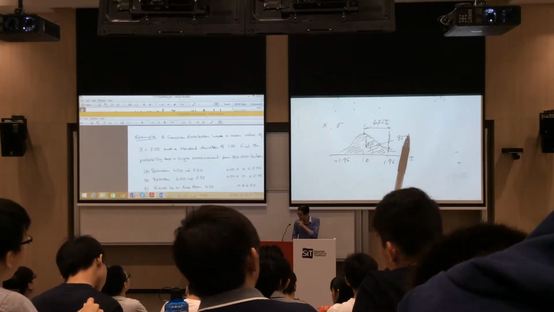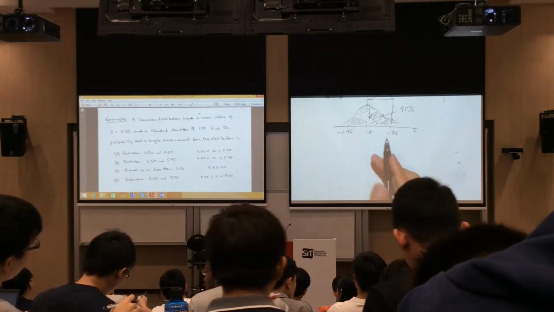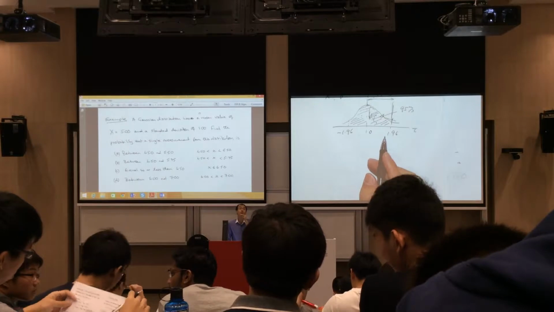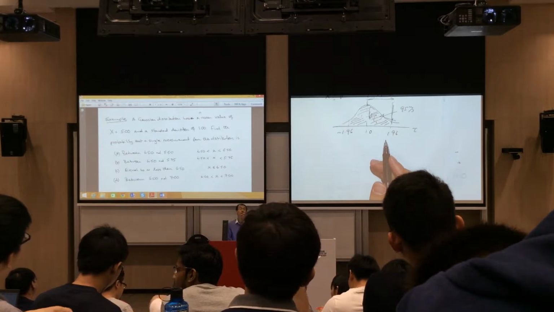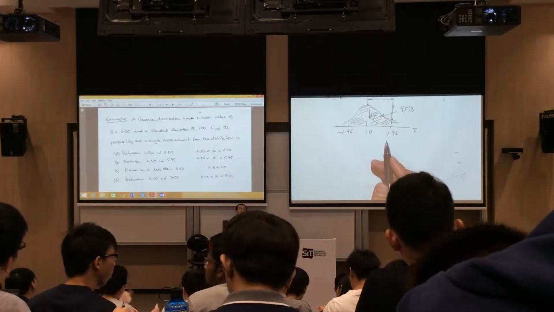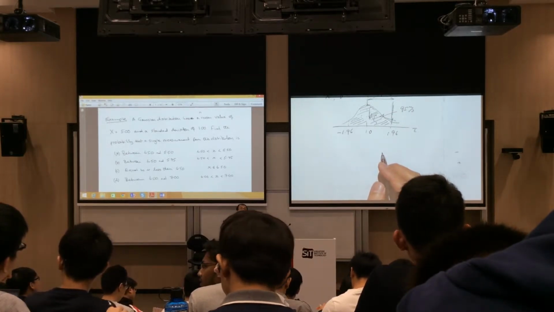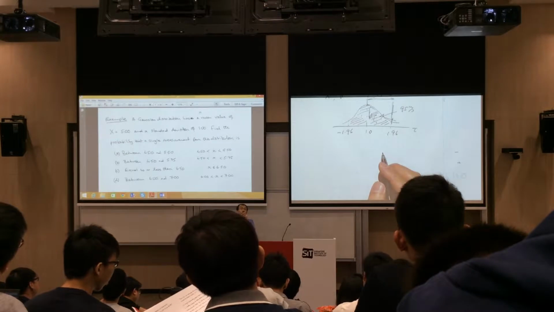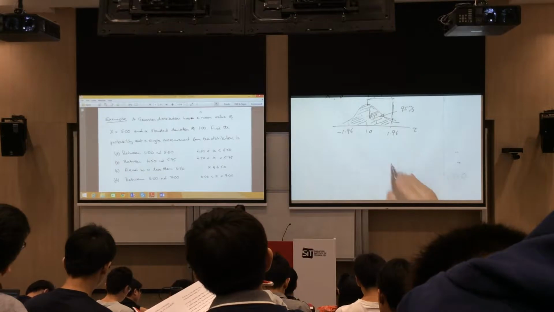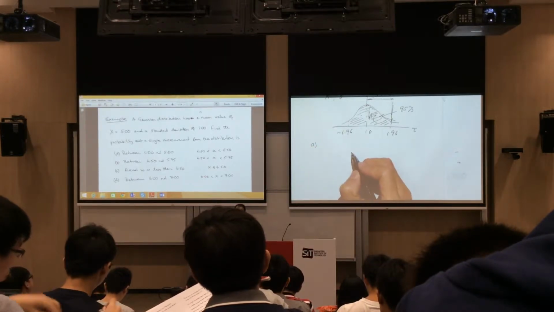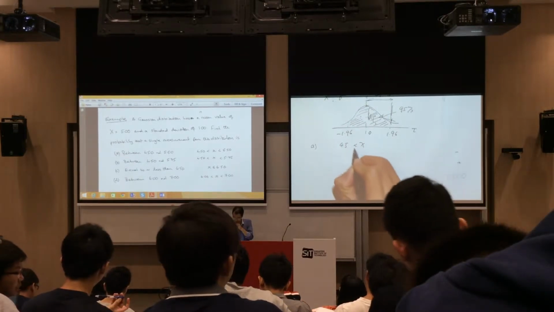Let me go through one example first, so it will be easier. Let's say for this example, we have the Gaussian distribution with the mean value of 5 and standard deviation of 1. Find out the probability that a single measurement from this distribution is between 4.5 and 5.5. So you want to find out the probability within this range.